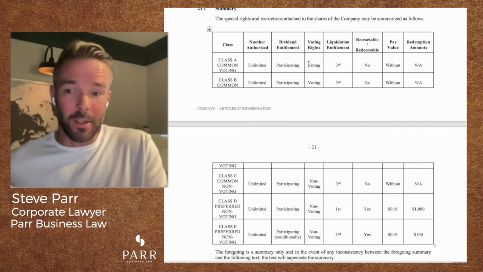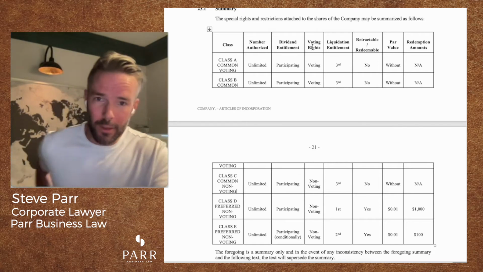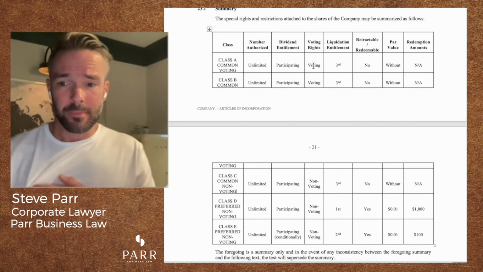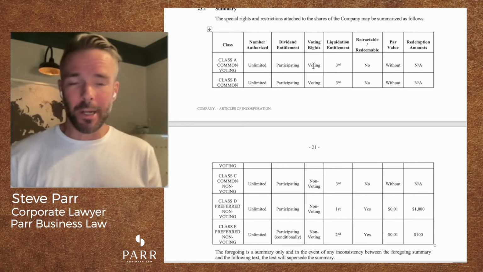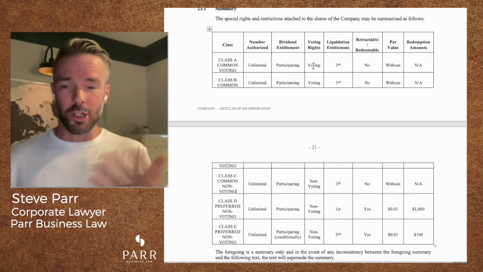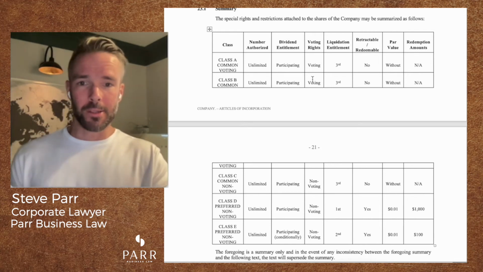Generally, when you see here in a summary where there are voting rights, if it says voting, then they have general voting rights over any kind of matter that affects the shareholders of the company. So that's what that is.